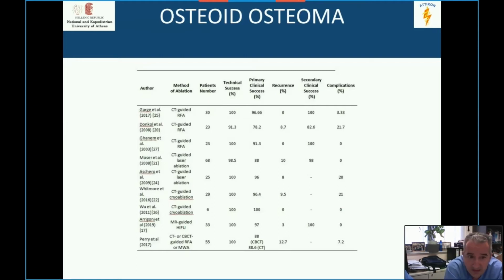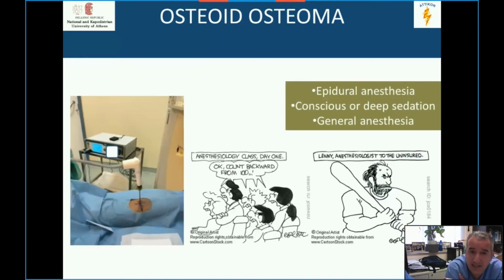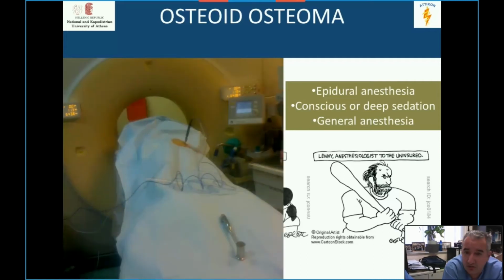What you will need during ablation of osteoid osteoma is the presence of an anesthesiologist. The nidus, due to the inflammation, is a very painful location, and you need the anesthesiologist. You can use epidural anesthesia, conscious or deep sedation, or general anesthesia, but when you're puncturing the nidus, be certain to have the anesthesiologist right next to you.